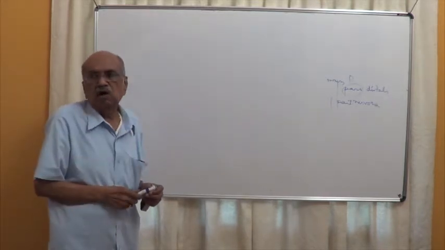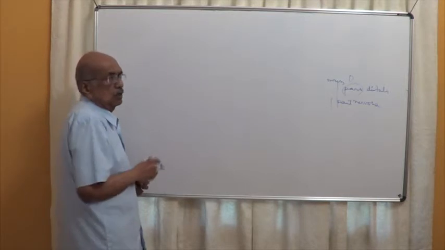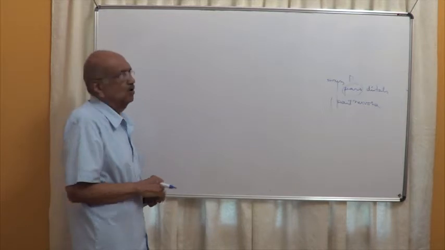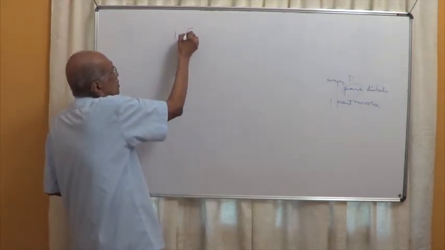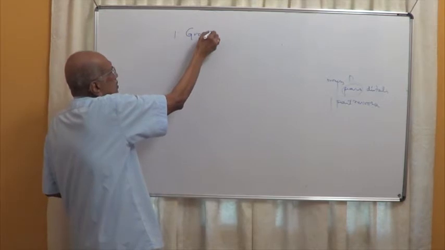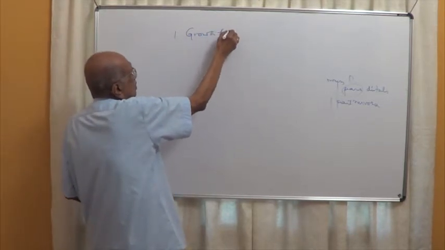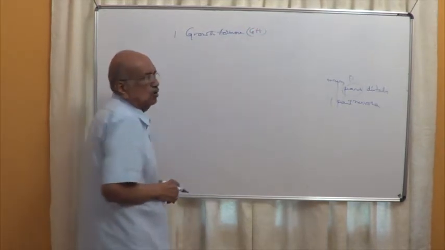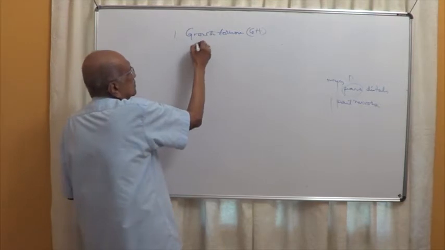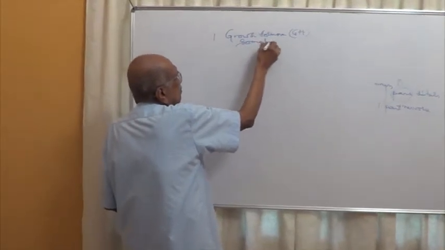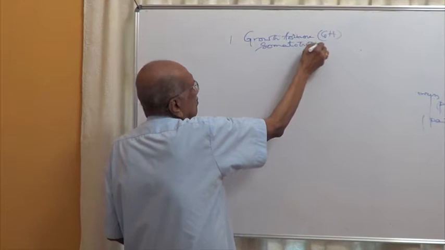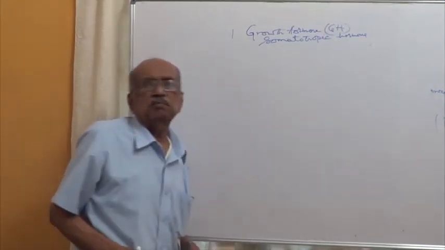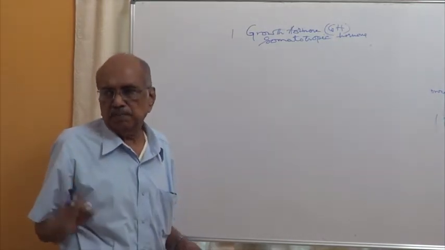Several hormones are there. How many are there? Well, 6 to 7. Why 6 to 7? Let us find out what is the problem with the seventh hormone. 1. Growth hormone. Somatotropic hormone. Somatotropin.